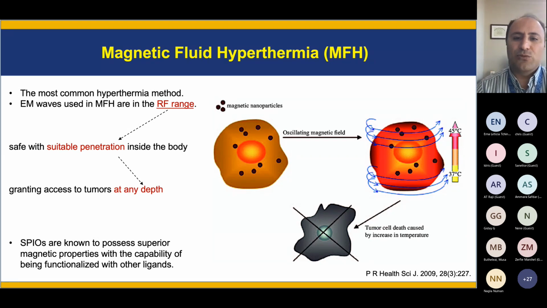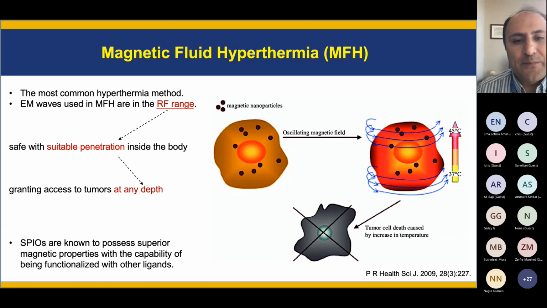The idea is to load the cancer cells with magnetic nanoparticles and then oscillate them using an oscillating magnetic field, and get the temperature of the cancer cells increased up to 45 degrees. Then we can kill the cancer cells through denaturation of the proteins, and we can destroy the cancer cells and finally the tumor.